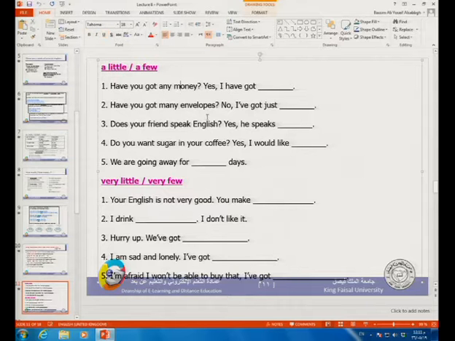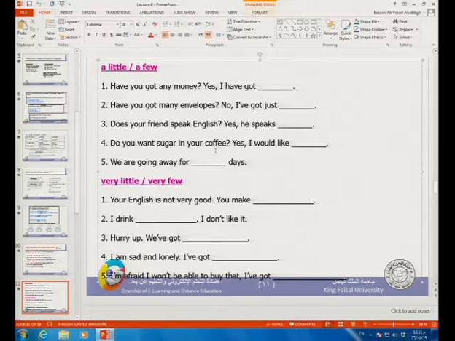Have you got any envelopes? Now the same question: envelopes, countable or uncountable? Countable, plural, right? Now, have you got many envelopes? No, I have got just a few or a little? A few, because a few is used with plural countable nouns like envelopes. Does your friend speak English? Yes, he speaks. Yes, a little.